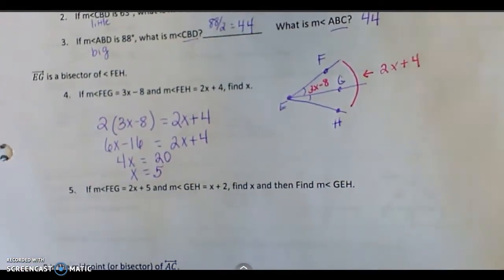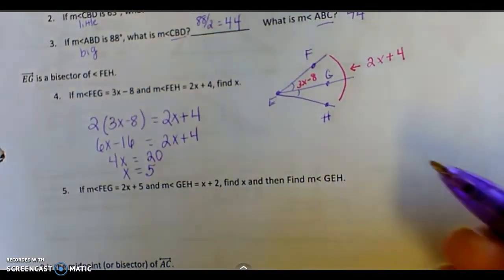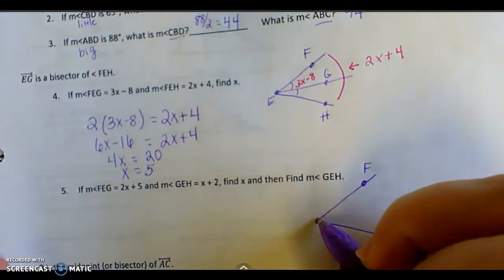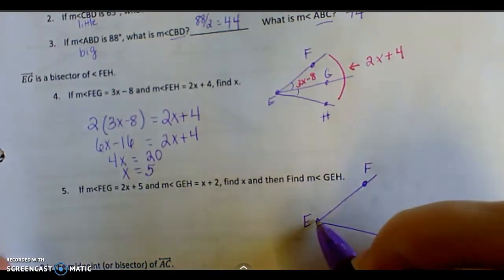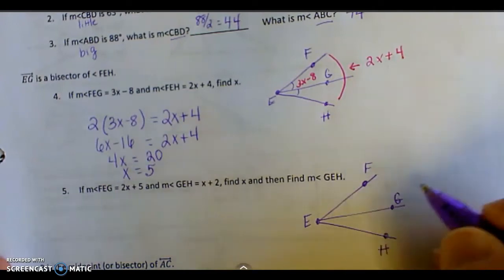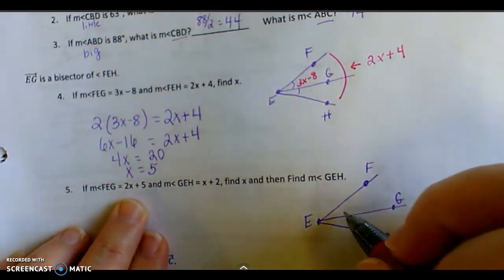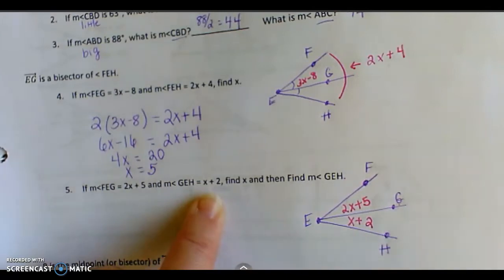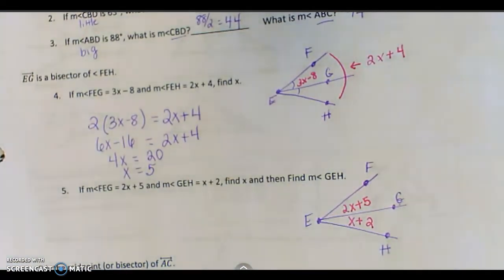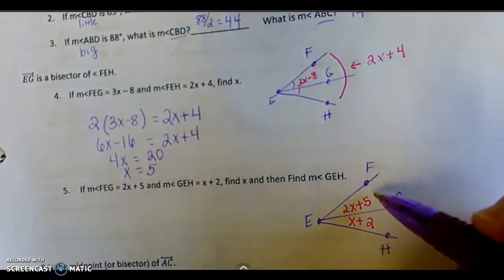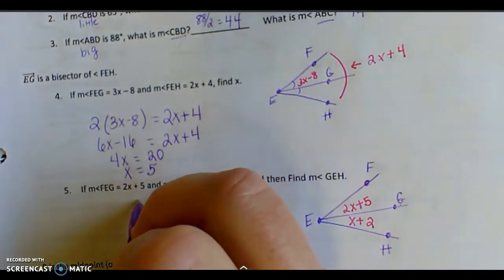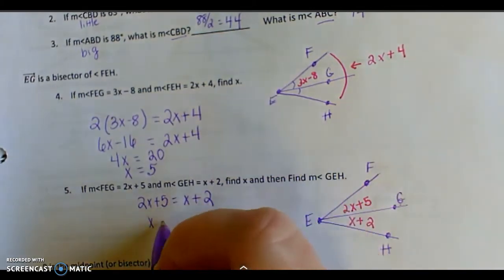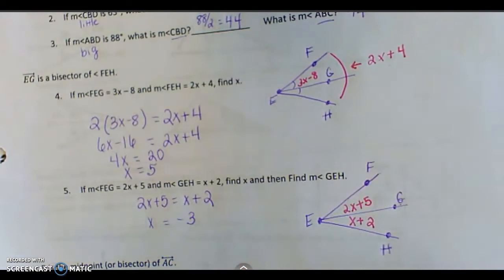Okay. All right, so let's look at the next one. I'm going to draw the picture again just so we can write in the information that it gives me. It's the same picture as it described up here, so still F, E, and H with EG in the middle. Okay. FEG is 2x plus 5. GEH, oh, that's the little one. They're both the little ones. Is x plus 2. It says find x and then find the angle. So we'll worry about the angle in just a minute. Alright, since both of these were the little parts, I know that those just equal each other. Subtract x on both sides and subtract 5. So I get x is -3.